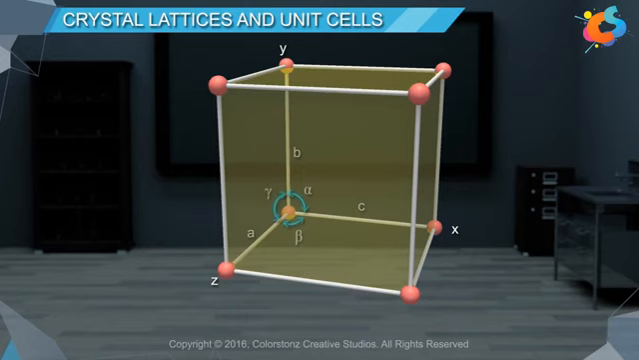The angle between edges b and c is alpha. The angle between a and c is beta. And the angle between a and b is gamma. Thus, a unit cell is characterized by 6 parameters: a, b, c, alpha, beta, and gamma.